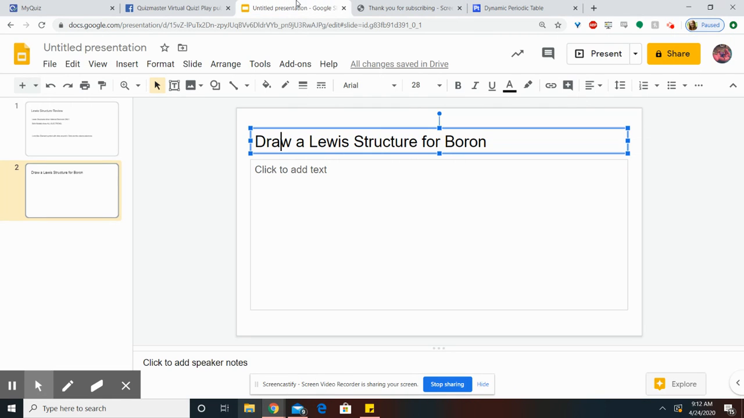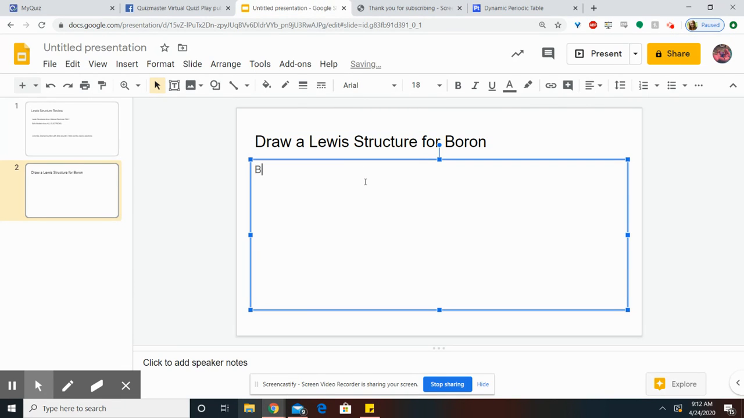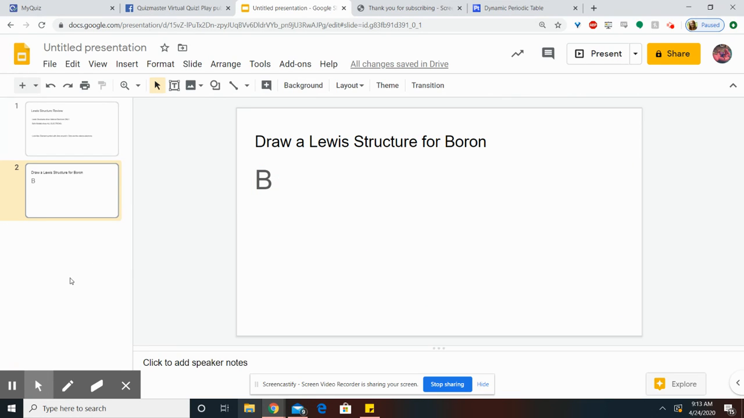So we would put a big B, and we would add 3 valence electrons to it. So 1, 2, 3. Okay, and that's a Lewis structure for boron. Oh no, the electrons went away. 1, 2, 3. There we go. That's a Lewis structure for boron. So again, I just found valence electrons and I added them to the element symbol.